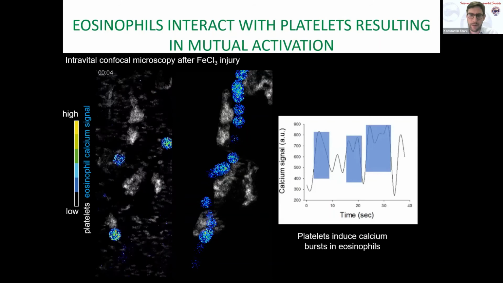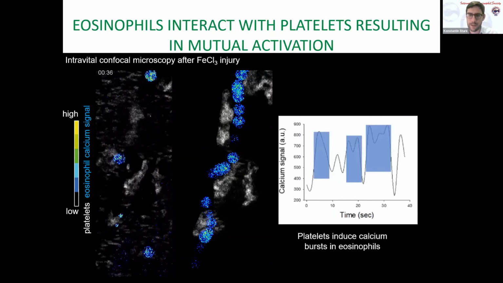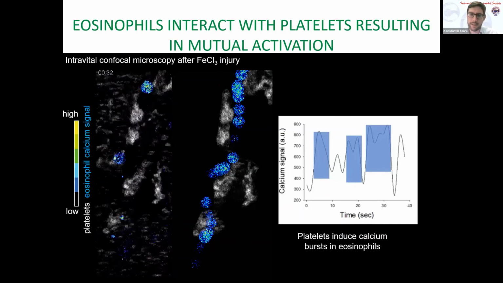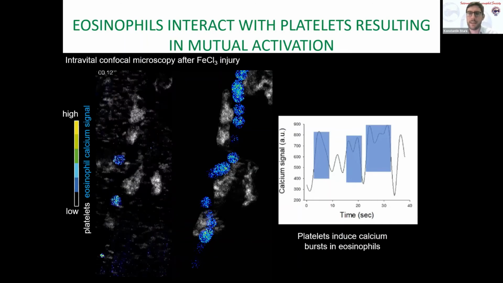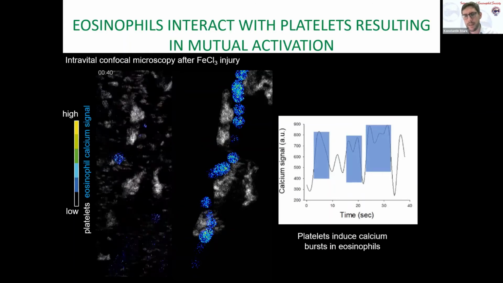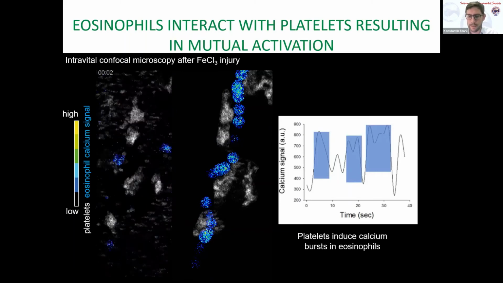And if we have a look at these calcium signals in eosinophils, we see that during interaction, which is marked by the blue boxes, there's a sharp increase in the calcium signal in eosinophils, indicating that there might be an activation going on during the interaction between platelets and eosinophils.